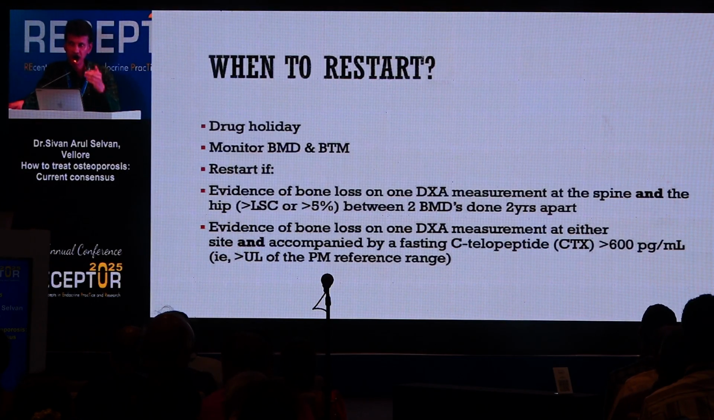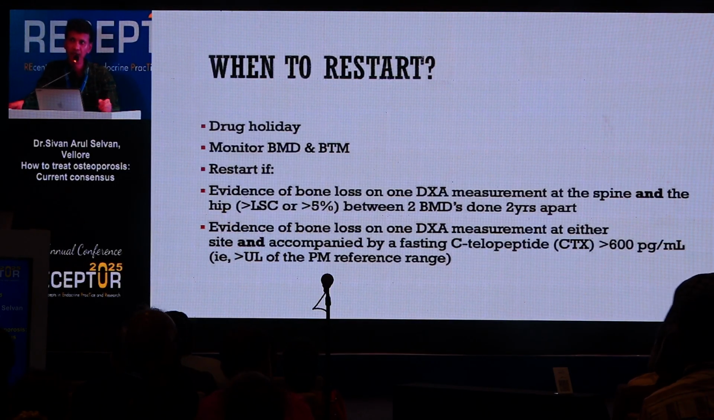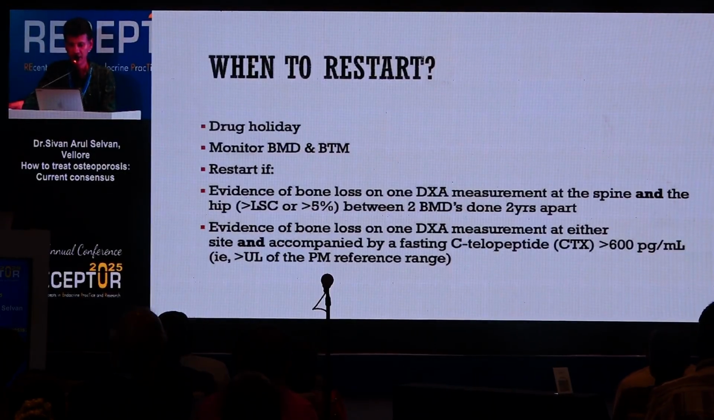If there is a drop by at least 5% or more, then maybe you can restart the treatment. Or there is evidence of a drop in the BMD along with persistent elevation of the bone turnover markers. For example, CTX, if it's above the limit for the age, that is more than 600, then you can start treatment. Because that means the patient has increased resorption, at risk for future fracture. If not, you can keep following the patient for the next 10 years.